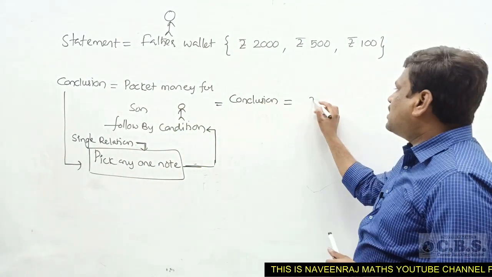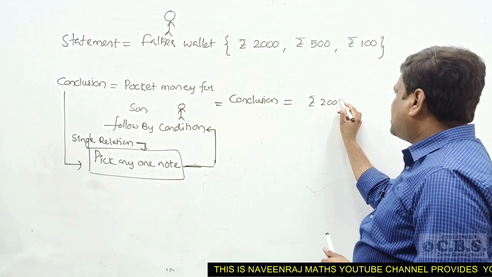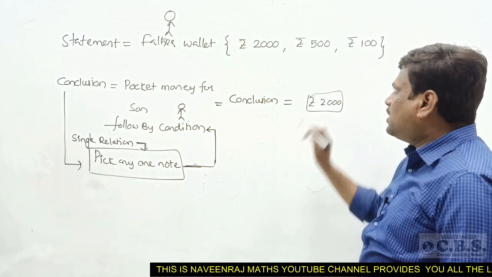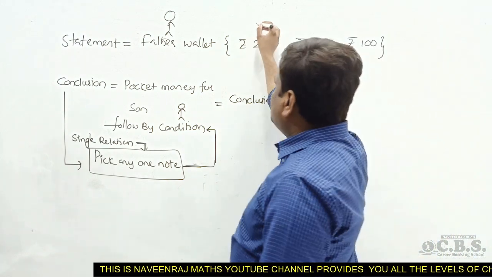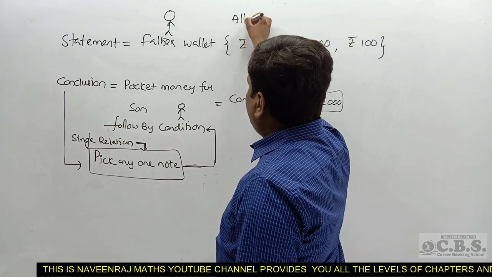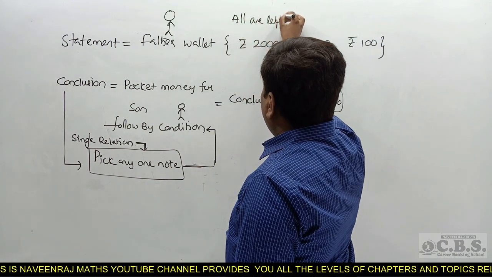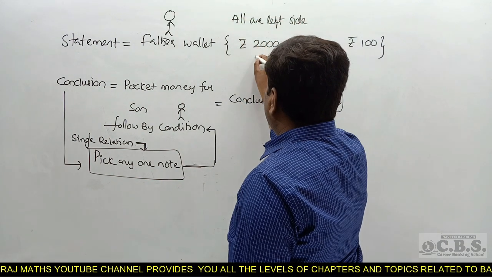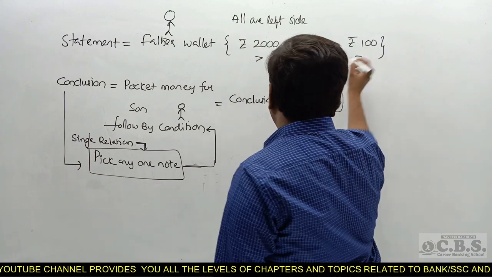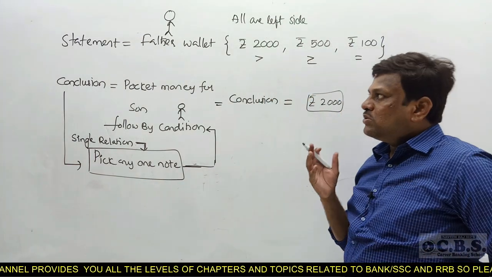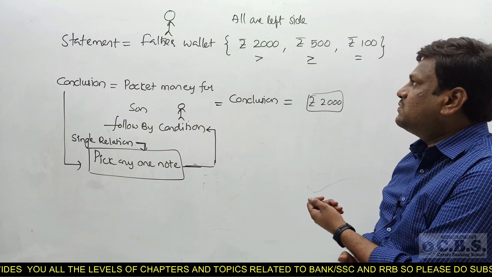Definitely the son picks up the 2000 rupees note. Which note does the son pick up? The 2000 rupees note. Okay, so here 2000 is nothing but what? If all are left side symbols, all are left side means more than or equal to. Get my point? This is how you can easily notice the ranking concept with this symbol.